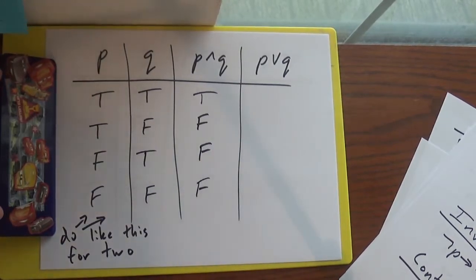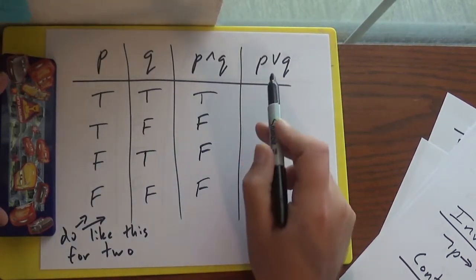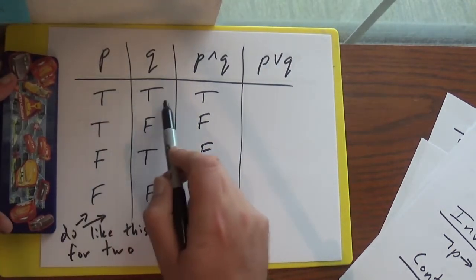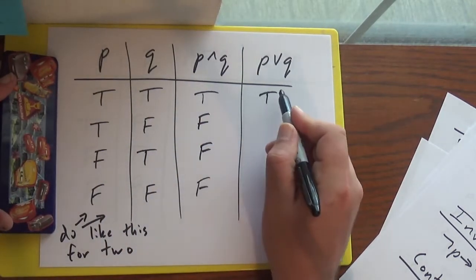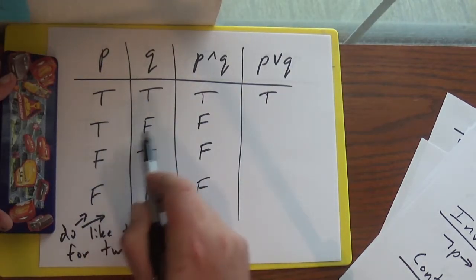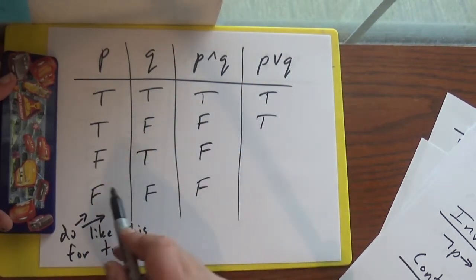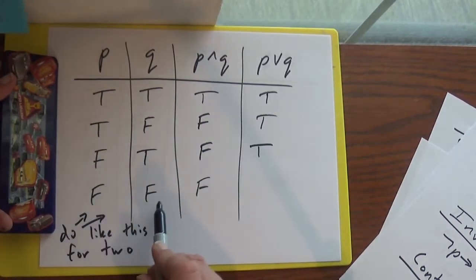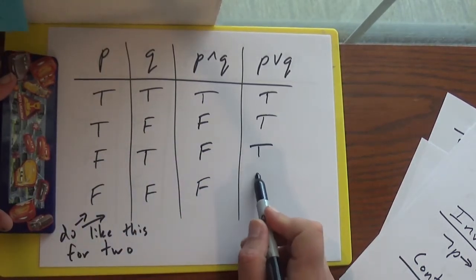False. Now P or Q means just one of them has to be true. So this first row, there's 2 true, so we're good. The second row, there's 1 true, so we're good. Third row, there's 1 true, so we're good. The last row, none, so it's false.